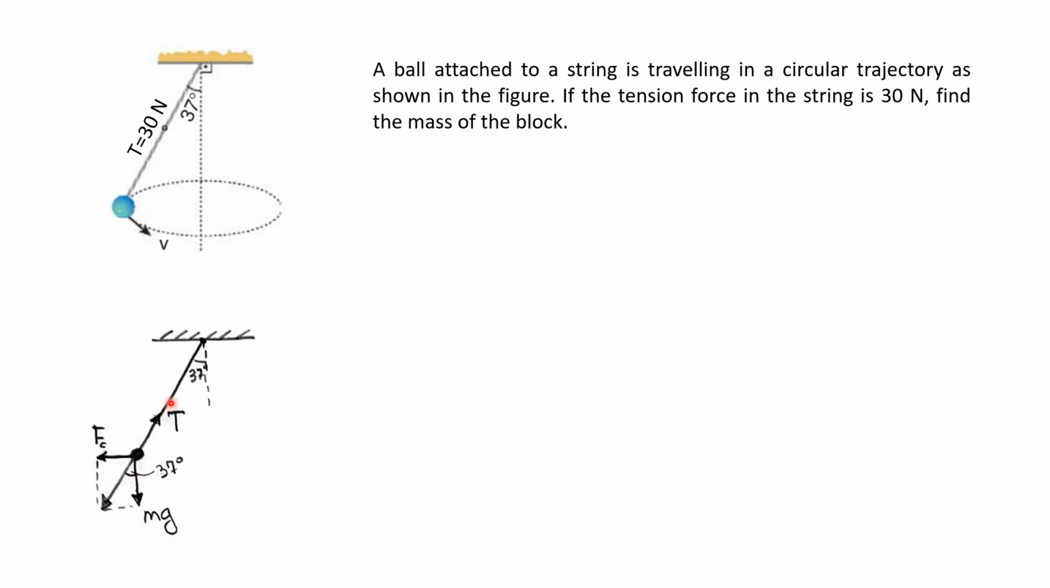There's going to be a tension force along the rope, and there's going to be a centrifugal force because of the ball moving in a circular orbit. So what is a centrifugal force? Centrifugal force is given by the equation mass times velocity squared divided by the radius of the orbit.